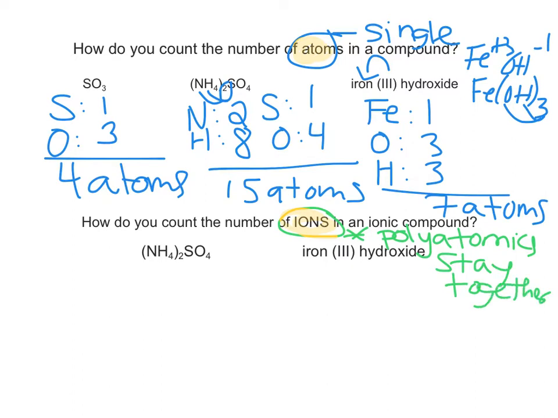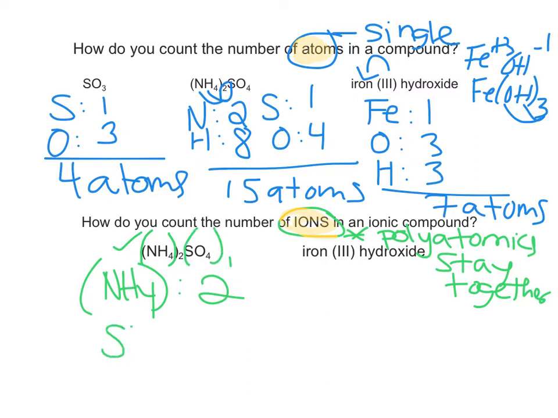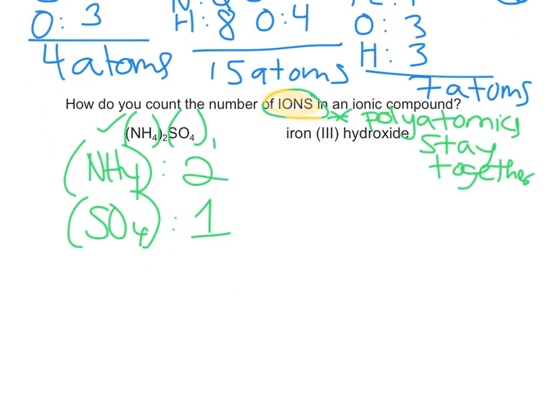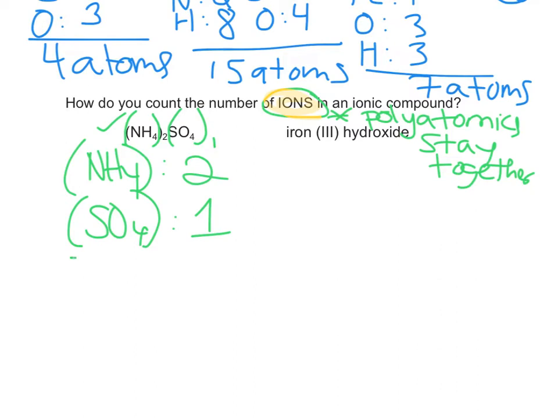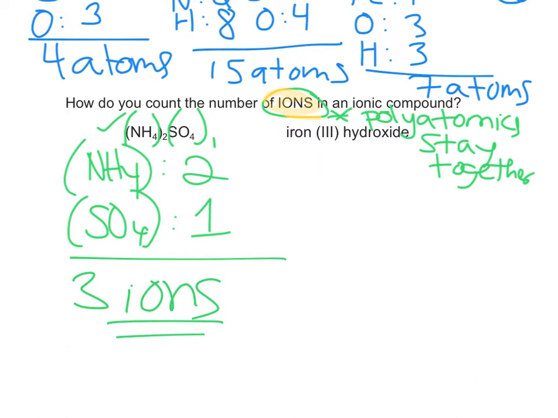So for example, in ammonium sulfate, we have the ion ammonium, NH4. We're keeping that polyatomic together and simply counting that we have 2 ammonium ions. And SO4 is implied to be 1 of them, another polyatomic that stays grouped together, so we have 1 sulfate. Add those up, and we have a total of 3 ions. So our vocab word has changed, and we're using ions.